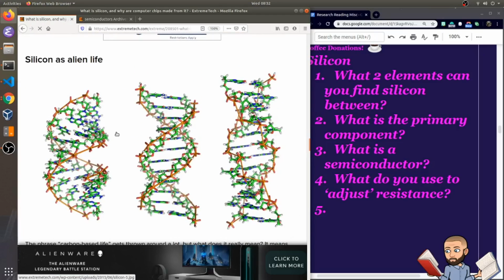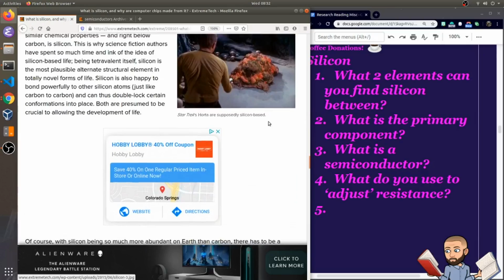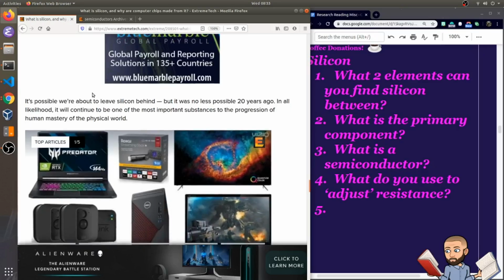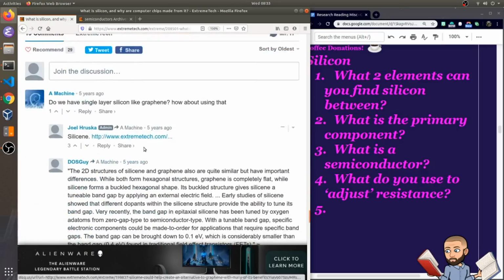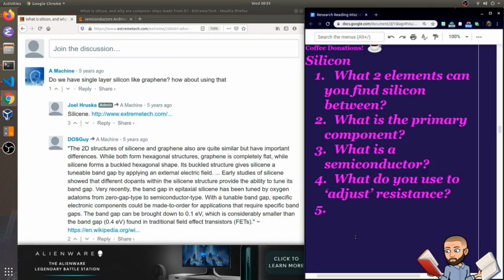So that is silicon. You can read the rest of this article if you're interested. Oh, there's a Star Trek reference. I just wanted to focus on the basic use of silicon for people who are learning about computers maybe for the first time. So with that, our last question will be, why is silicon useful in the computer industry?